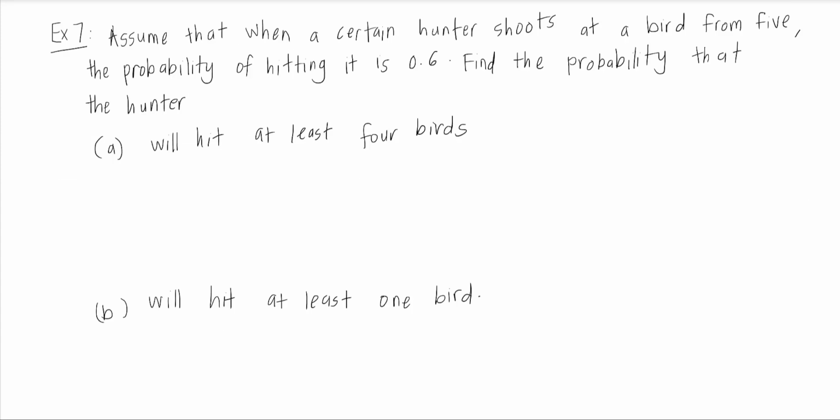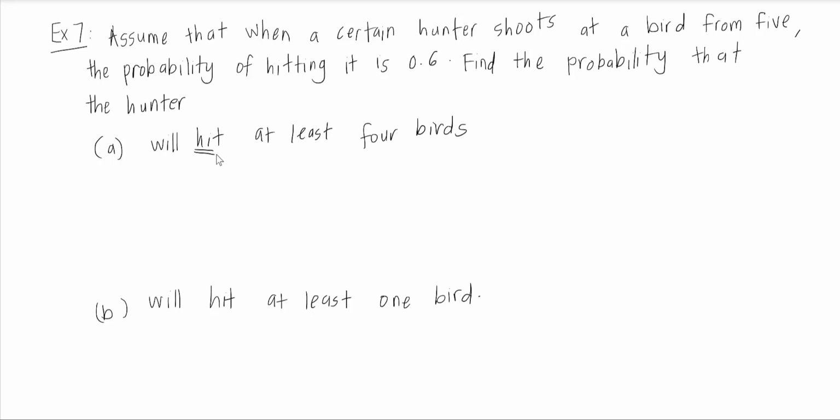Okay, this is example 7. This example 7 is from your textbook, from the notes that I already gave. Assume that when a certain hunter shoots at a bird from 5, the probability of hitting it is 0.6. Find the probability that the hunter will hit at least 4 birds. Now we have the word from the question, hit, will hit. So this is your P, the probability of success.